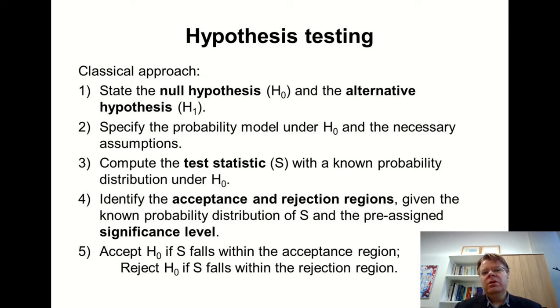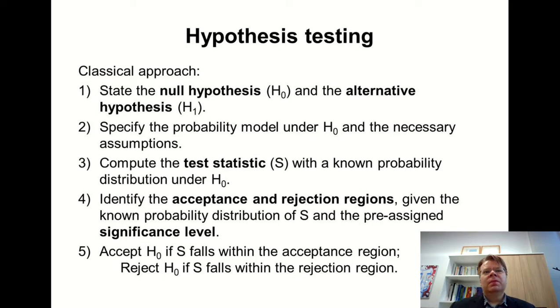The second step, broadly, is that we need to have some kind of probabilistic model and some necessary assumptions in order to use probability theory. In the context of regression analysis, this probabilistic model would basically be the assumptions of the linear regression model and the linear regression model itself.